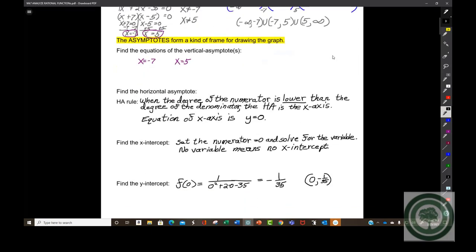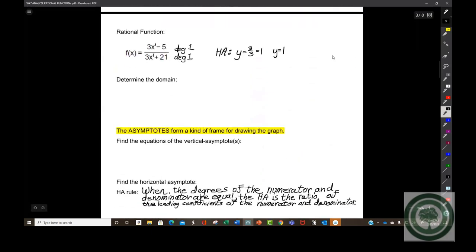Okay, let's look at the next one. And now we've got to speed it up a little bit. Here we have (3x minus 5) over (3x plus 21), and we talked about this a little bit yesterday. But first, we have to determine the domain. So I take the denominator and I set it equal to zero. Why? Because that's what I want to not have happen. So of course I'm going to do it.